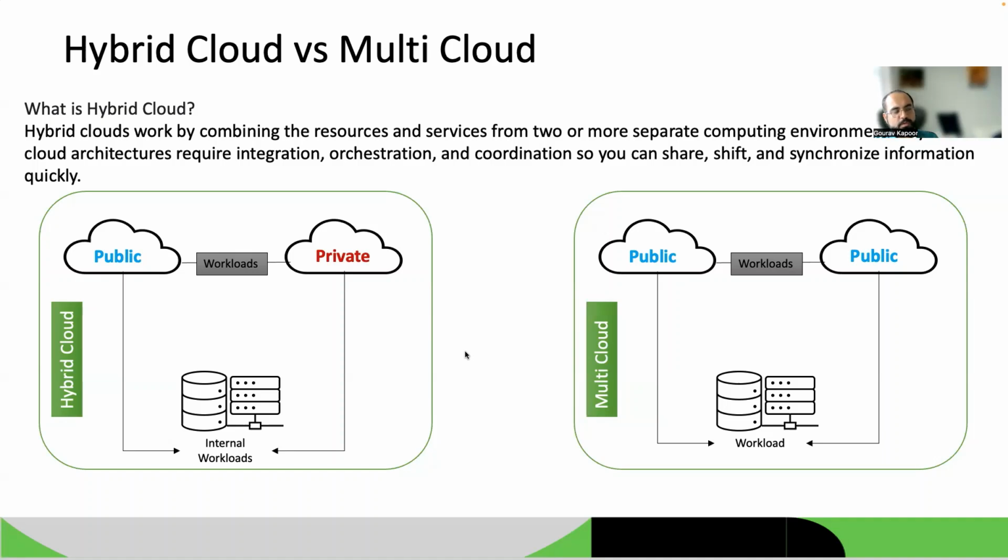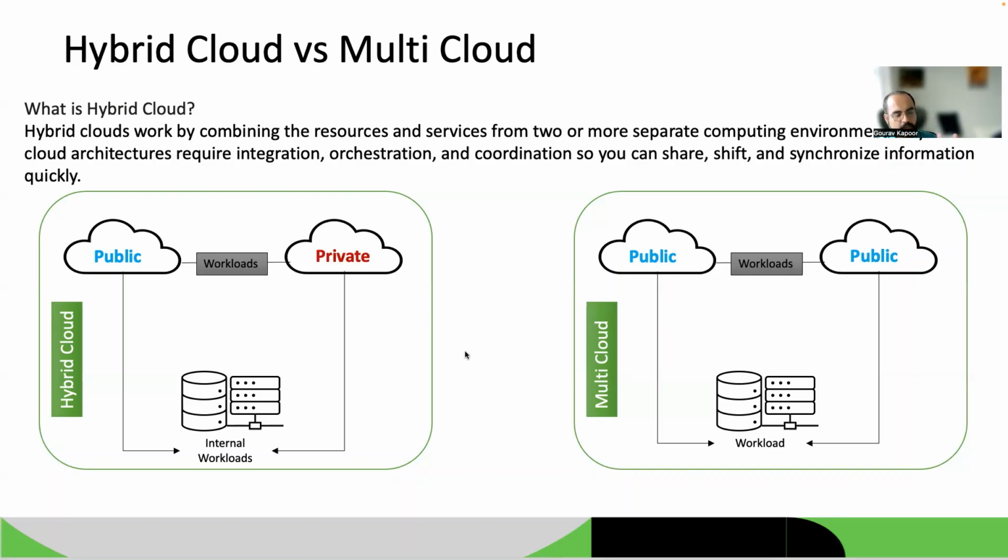So hybrid cloud works by combining the resources and services from two or more separate computing environments, right? Which means in this case, we have one as a public cloud provider, Amazon, Google, Azure, or any other cloud provider like Oracle. And then we have some of the other workloads essentially running in a private cloud setup, right? Or in an on-prem setup, right?